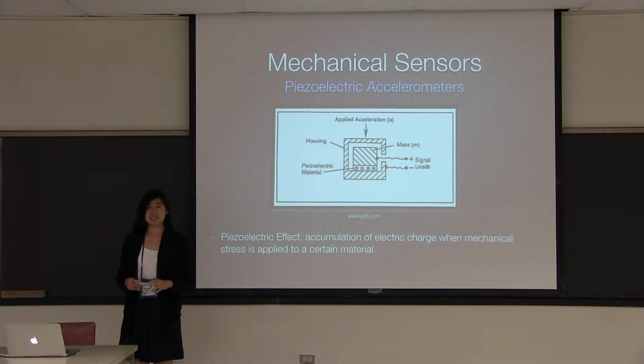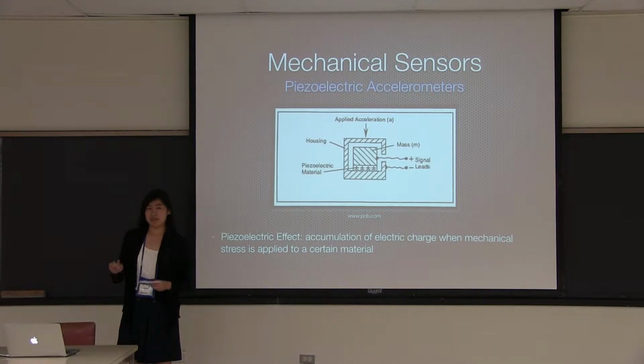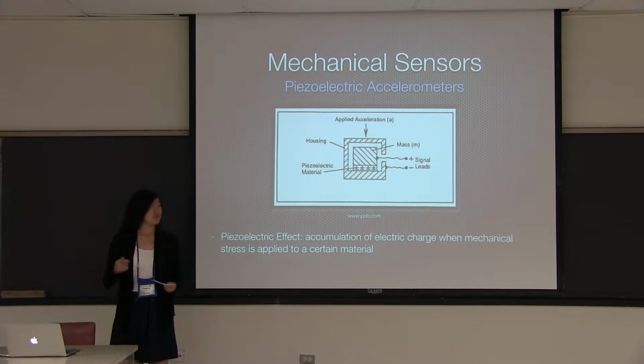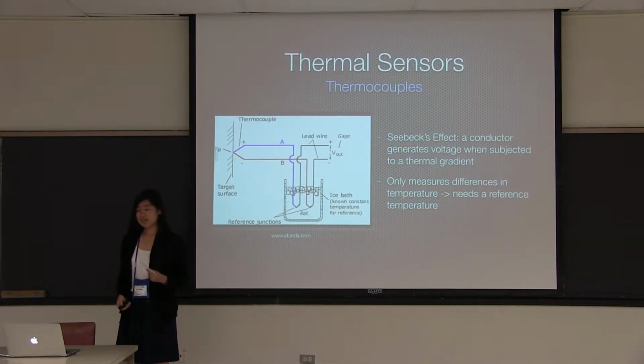Now, one type of mechanical sensor is the piezoelectric accelerator. How it works is it's based on the piezoelectric effect, which basically says that when a mechanical stress is applied to a certain material, these materials can be like certain types of ceramics or crystals, it will actually create an electric charge. So when this sensor has some acceleration applied to it, a mass of unknown weight will accelerate along with it, and that will cause a force to be put on the piezoelectric material. And when that happens, an electric charge will accumulate. This electric charge is proportional to the acceleration in the mass.